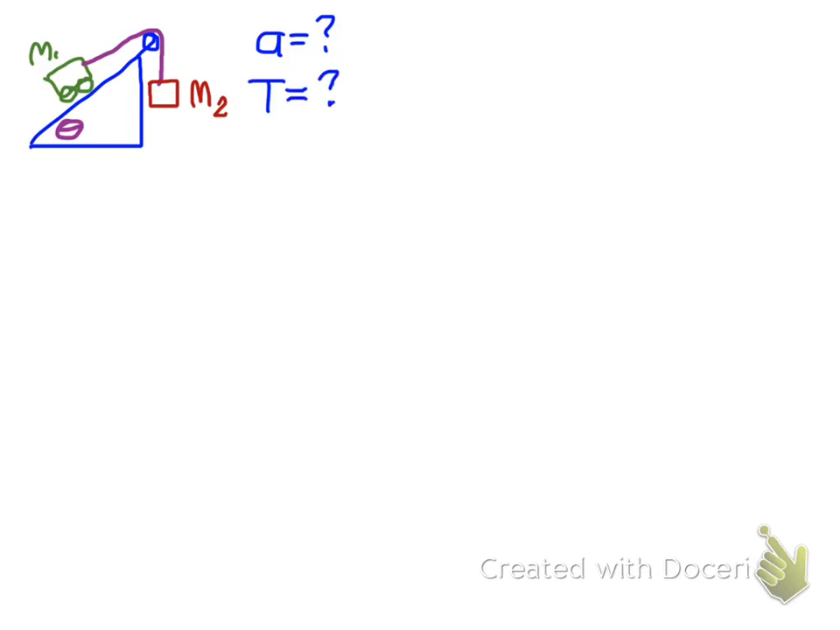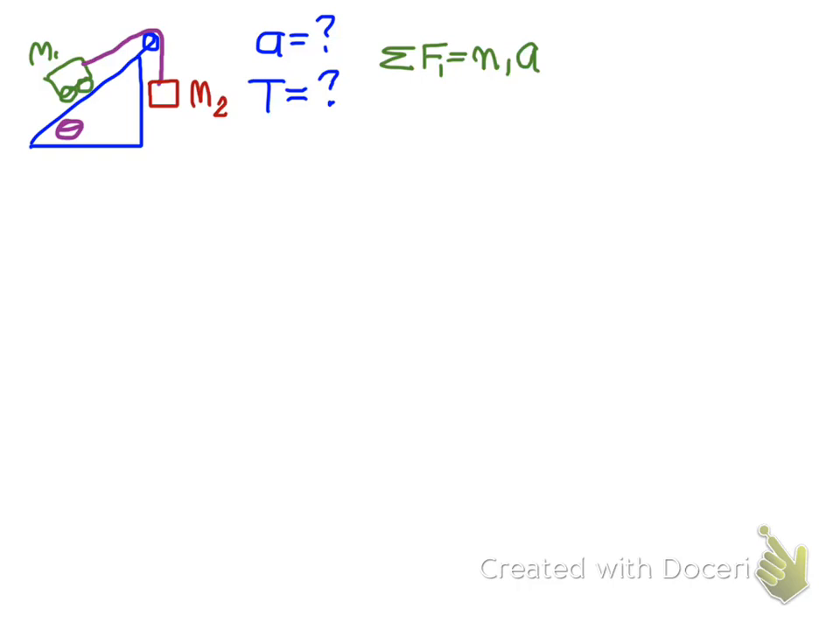All right, let's say we have a ramp, and on that ramp there's a cart which is attached by a pulley to a mass hanging off the edge. And the ramp rises at some angle theta. And we'll call the cart mass 1 and the mass on the edge mass 2. And we want to know what's the acceleration and what is the tension.